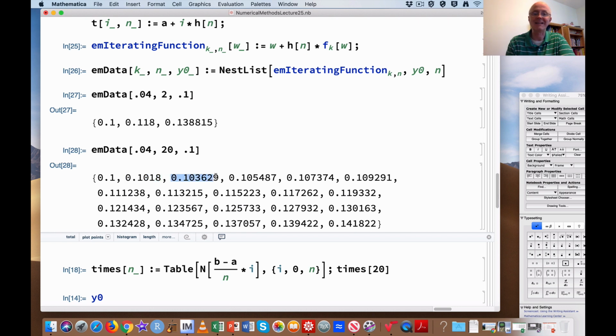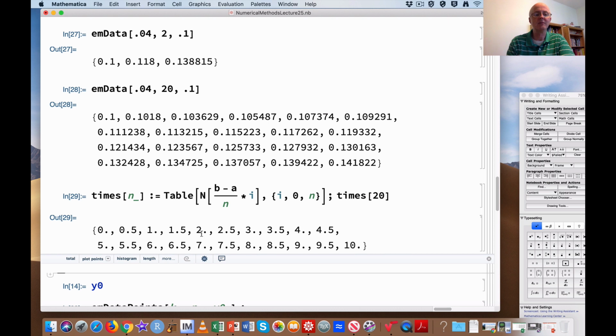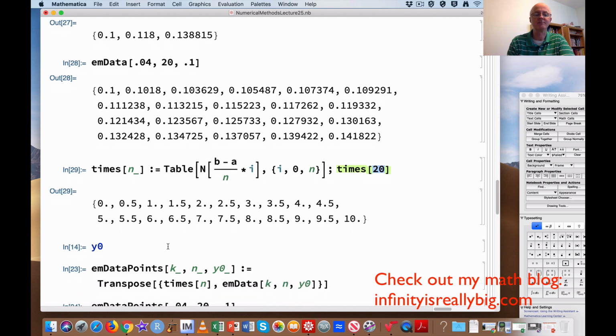This is approximating at t equals 1, etc. Ultimately, this is approximating at t equals 10. This is W sub 20, 0.141822, approximating phi of 10. It would be good to get the time values in here as well. For example, when n is 20, 0.5, 1, 1.5, 2, etc.